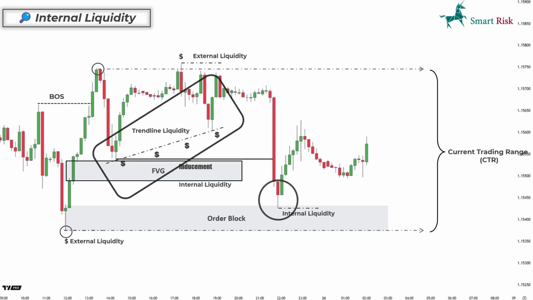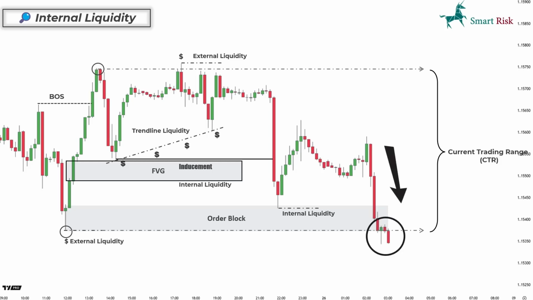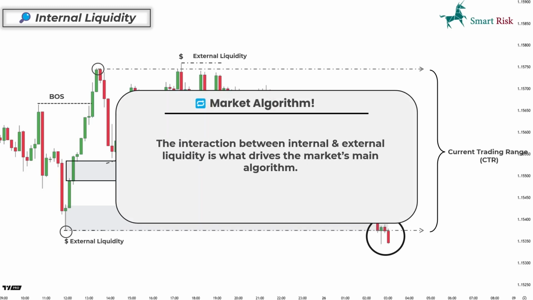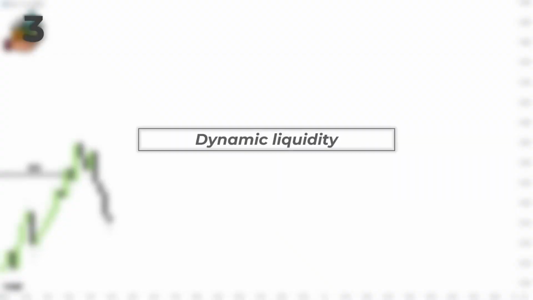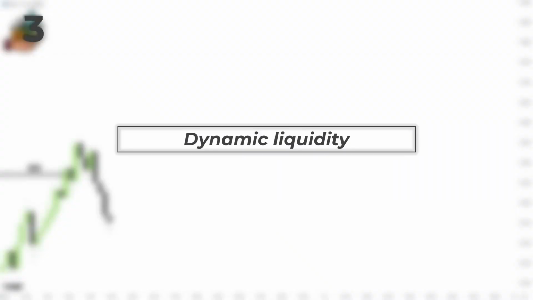Smart money constantly uses internal liquidity to fuel moves toward external liquidity, and that's exactly why you need a solid understanding of it. The interaction between internal and external liquidity is what drives the market's main algorithm. So if you want to understand how the market really works behind the scenes, you must understand dynamic liquidity. And this brings us to the third and most important hack.